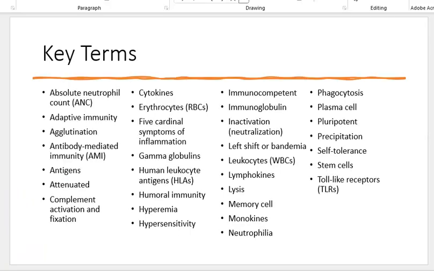Here are some key terms that you'll need to know for your test, so make sure that you know those and understand what they are.